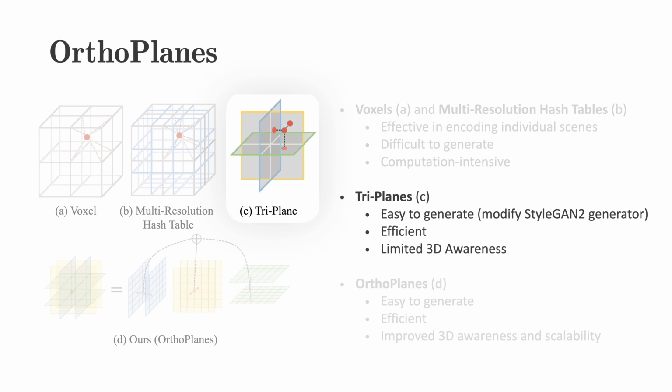The triplane representation takes 3D spatial points and projects them onto three featured planes that are placed orthogonal to each other. Then, it joins the 2D feature vectors where the projections land to use as a 3D feature. The feature planes can be easily generated by modifying StyleGAN2 generators. Though computationally efficient, we argue that this representation has limited 3D awareness and suboptimal scalability.